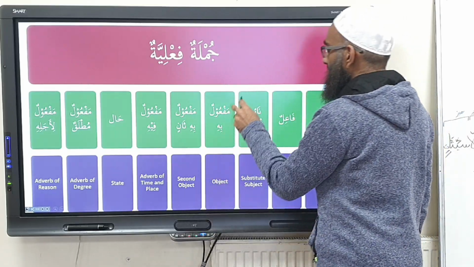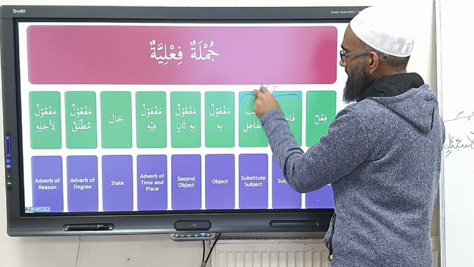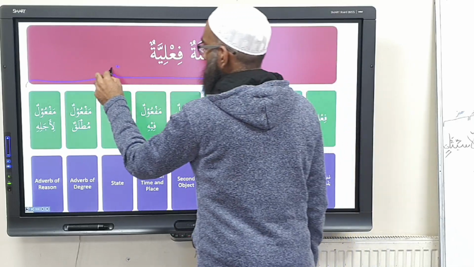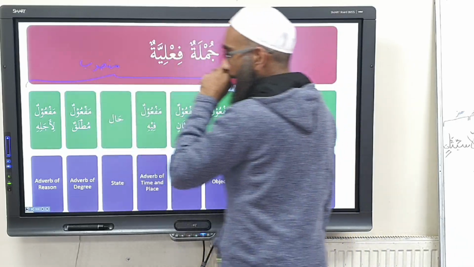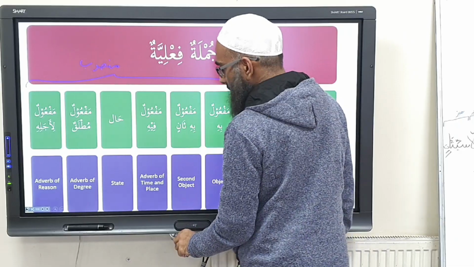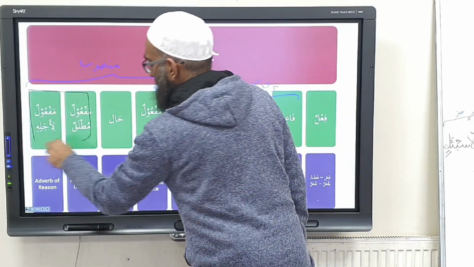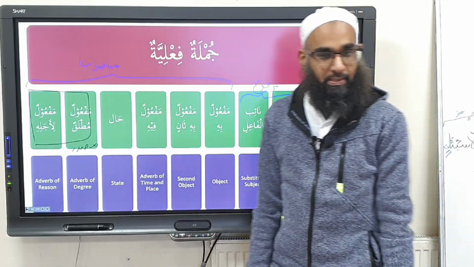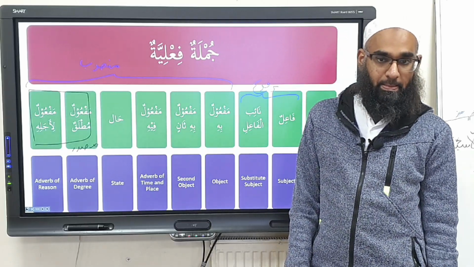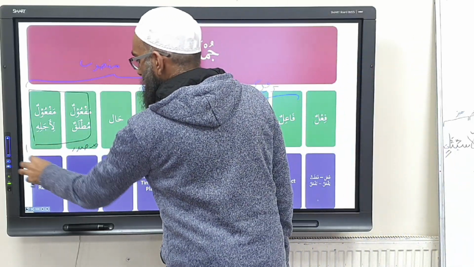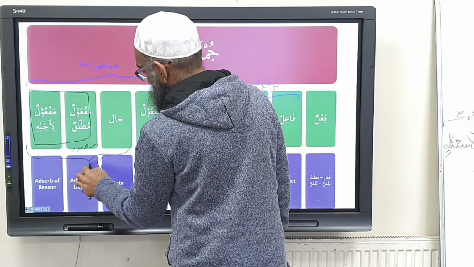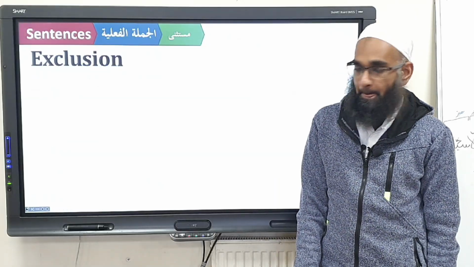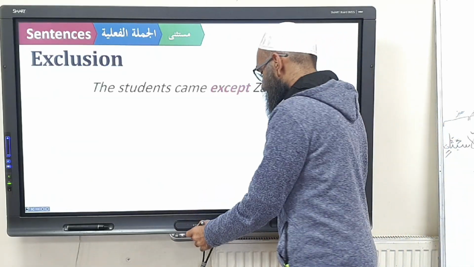So what state are these two words in? These are marfu'. And these are all what? Mansoob. Correct? And then what are these two? Masdar. Correct? Make sense? And if you go on a bit further, these are nakira. Okay?